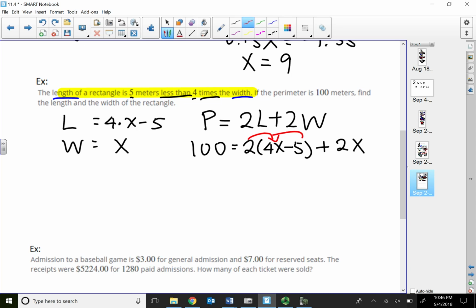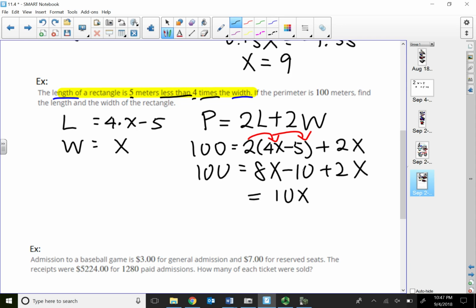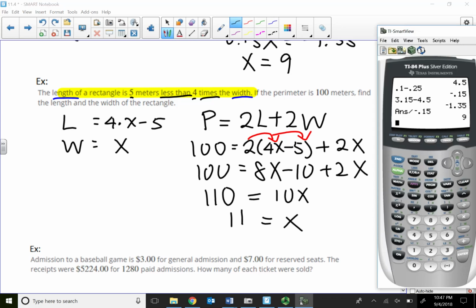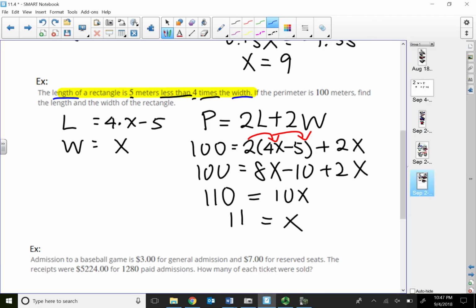So a quick distribution, that will be 8x minus 10 plus 2x. So 8x plus 2x is 10x equals negative 10, move over, becomes positive 10. That will give me 110. Divide both sides by 10. 110 divided by 10 has to be 11, right? Let's double check. 110 divided by 10. Yeah. So x represents the width, so the width has to be 11.